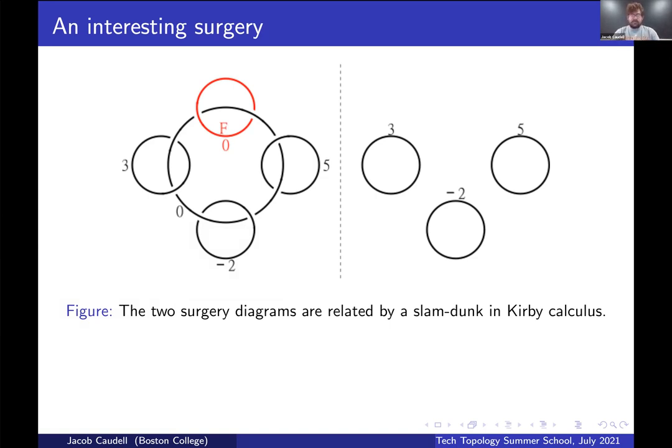Now, by a theorem in Kirby calculus, these two diagrams present the same three manifold. The diagram on the right very clearly presents a connected sum of three lens spaces, L21, L32, and L54.